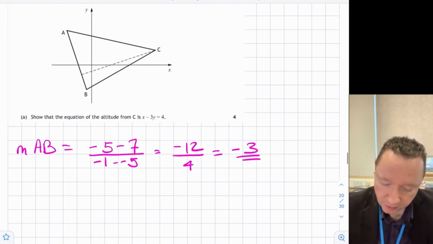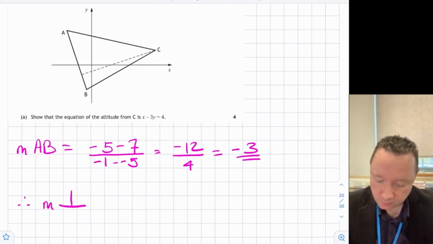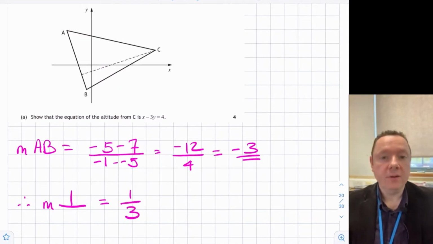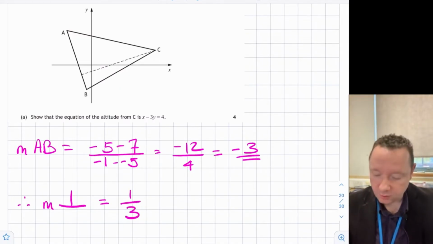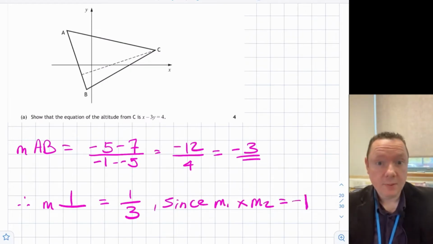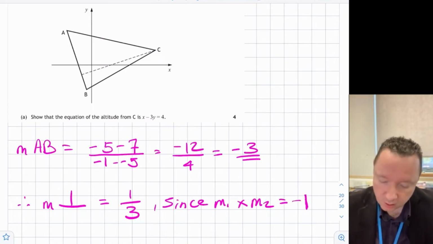So that means we immediately know, therefore, the gradient of the perpendicular equals a third. Look back at my previous videos on perpendicular gradients if you want to know how to do that, but that's because m1 times m2 equals minus 1. And we always need to write that statement to get our marks, remember. So we've got our gradient and we've got our point.